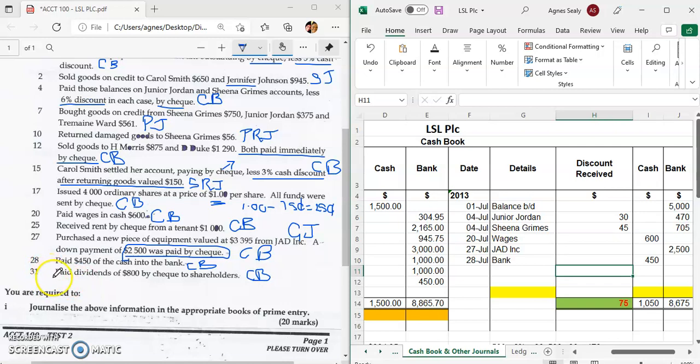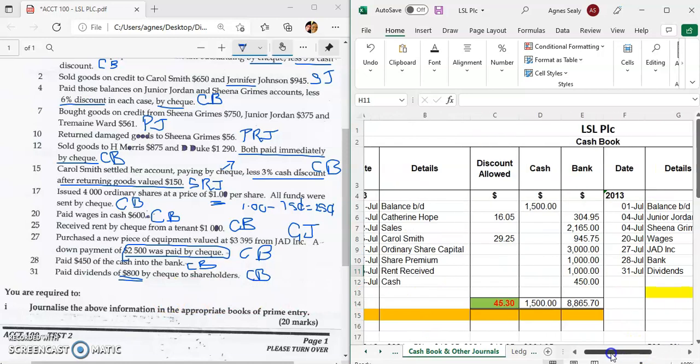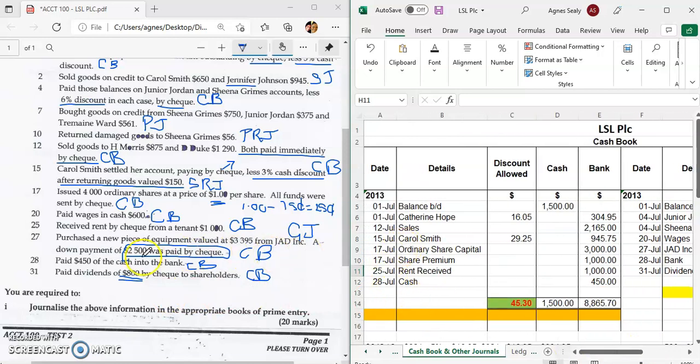And then on the 31st, final transaction, we pay dividends of $800 by check to the shareholders. Now in this one here, they give you the exact amount of money that was paid in dividends to the shareholders, and you didn't have to calculate any dividends. So therefore, we record that here, 31st of July, dividends, $800. And that completes our transactions for LSL Plc.